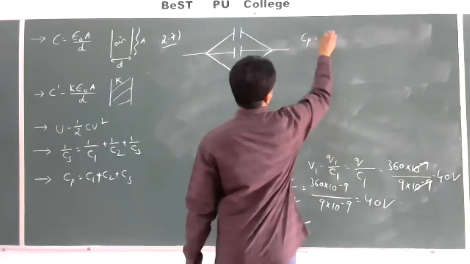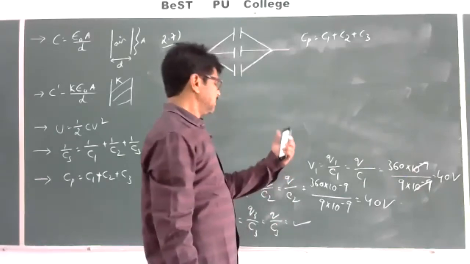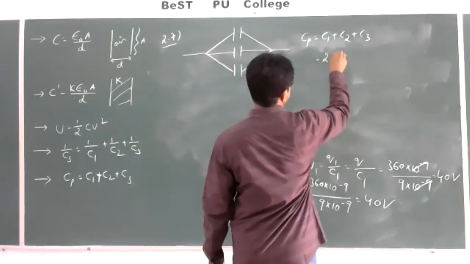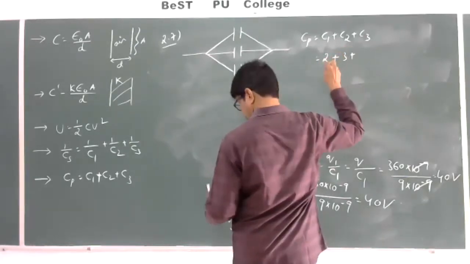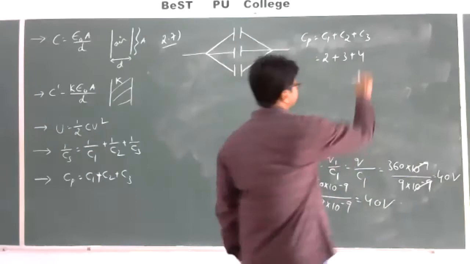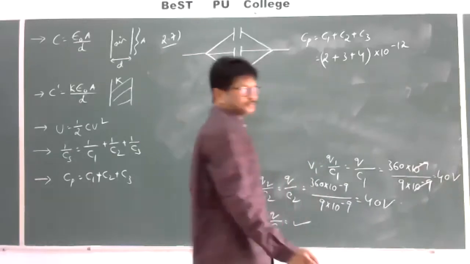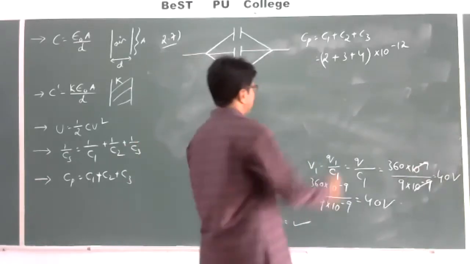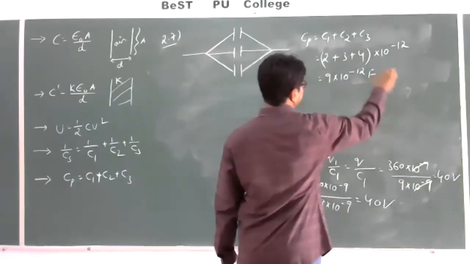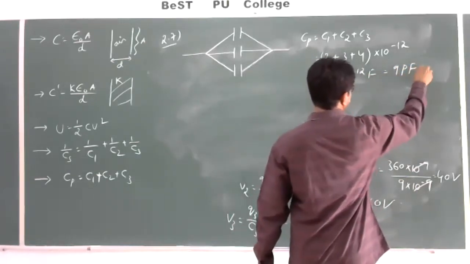Effective capacitance Cp is equal to C1 plus C2 plus C3, where C1 is equal to 2, C2 is equal to 3, C3 is equal to 4 picofarads, all picos. Pico is nothing but 10 to the power of minus 12. 3 plus 4, 7, 7 plus 2, 9. 9 into 10 to the power of minus 12 farad. So the final answer of their effective capacitance is 9 picofarad.